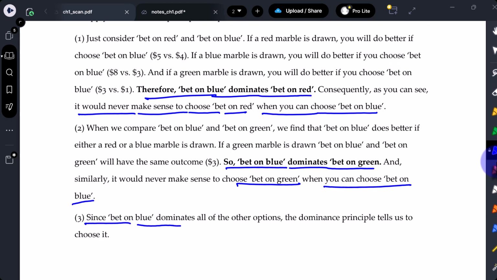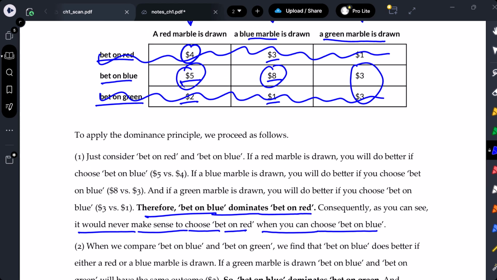Since bet on blue dominates all of the other options, the dominance principle tells us to choose it. Okay, there we go.